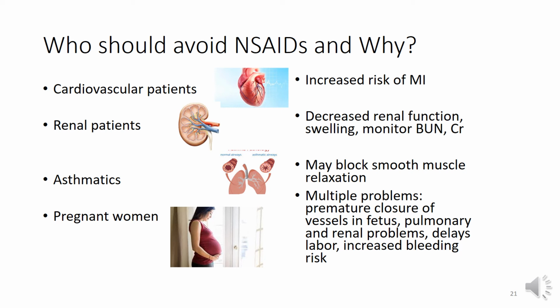NSAIDs can lead to peptic ulcers with long-term use because they block the production of mucus that lines the stomach, which is our natural protector from our own stomach acid. So those requiring long-term use of NSAIDs need to also be on a proton pump inhibitor like Protonix or omeprazole, such as Prilosec, to decrease the production of acid in the stomach.